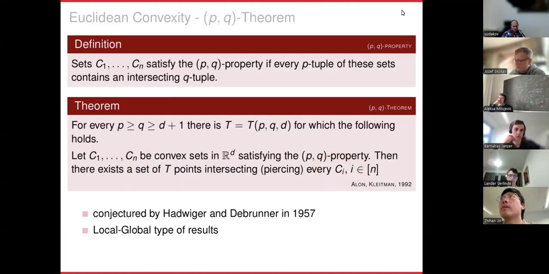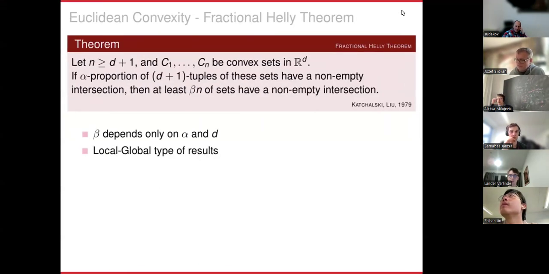The result is due to Alon and Kleitman, but the main thing is that this sounds pretty powerful. It was conjectured by Hadwiger and Debrunner in 1957, and this is a really amazing theorem, right? If you go back over here and look at this statement, I know that an alpha proportion of (d+1)-tuples has non-empty intersection. So I have a (d+1)-tuple which has a non-empty intersection. Okay, so I have one point that meets all of these.